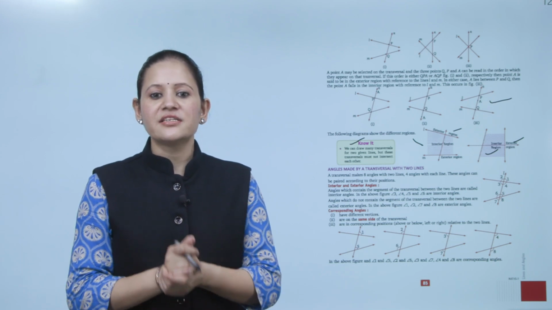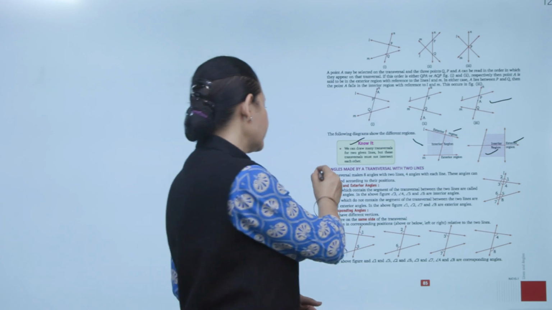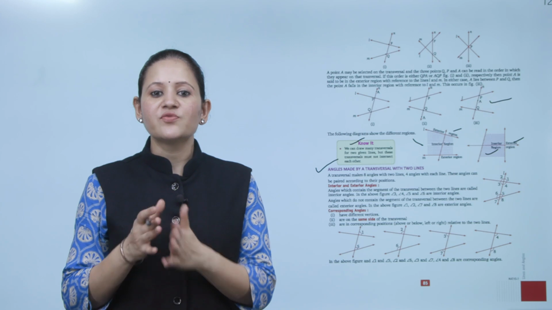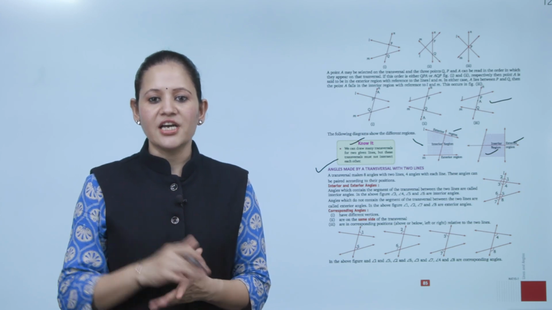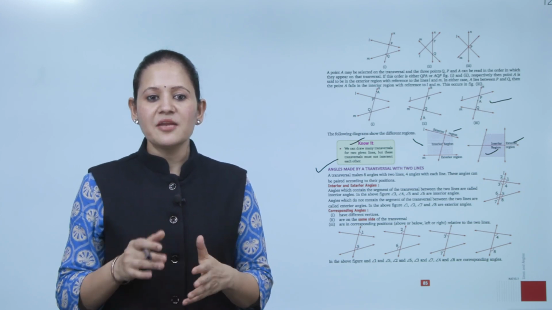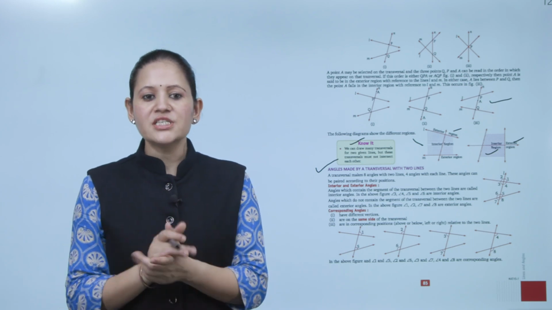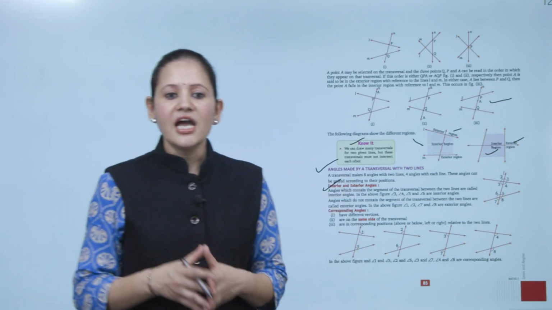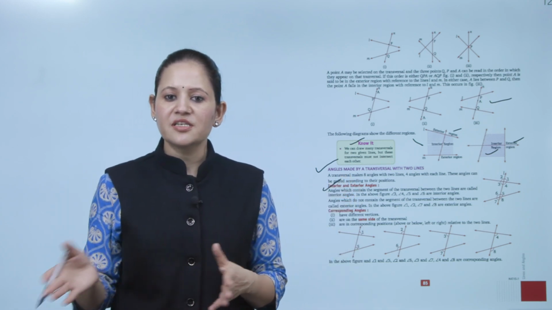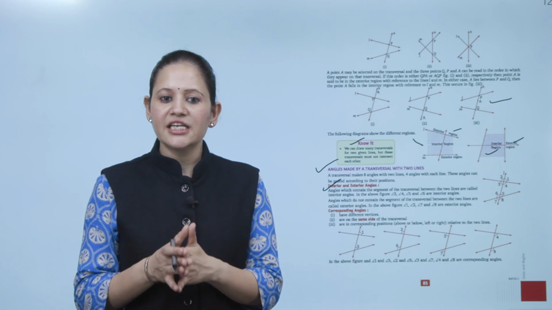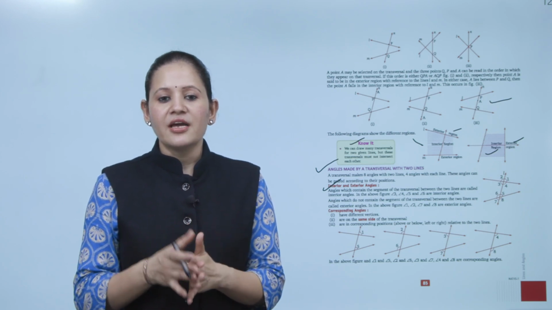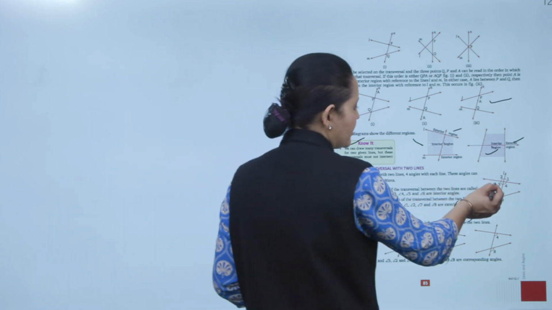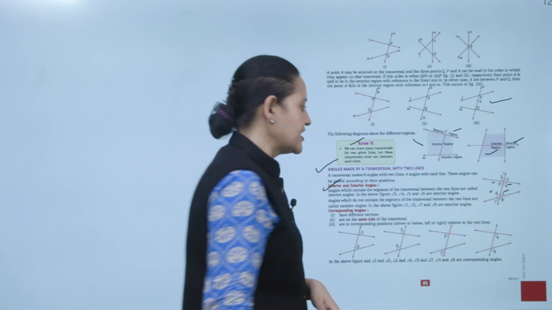Next, angles made by the transversal with two lines. A transversal makes 8 angles with two lines, 4 angles with each line. These angles can be paired according to their position. So first is interior and exterior angles. Angles which contain the segment of the transversal between the two lines are called interior angles. In the above figure, angles 3, 4, 5 and 6 are interior angles. So 3, 4, 5 and 6, they are interior angles.